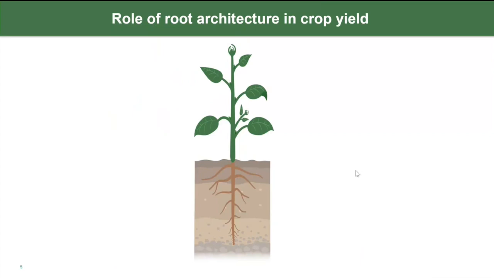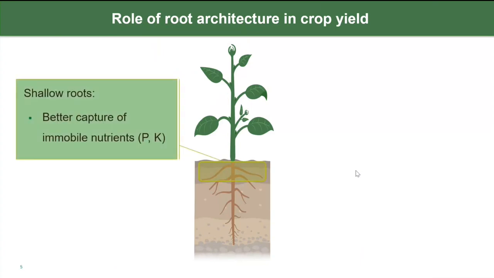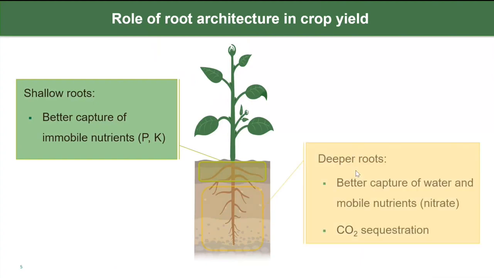But what is the role of root architecture in crop yield? Well, biologically, as you probably know already, roots are classified into shallow and deeper roots. The shallow roots are the top roots. They are present in the topsoil and are better at capturing immobile nutrients such as potassium and phosphate, while deeper roots are able to capture water and mobile nutrients such as nitrate in scarce conditions.